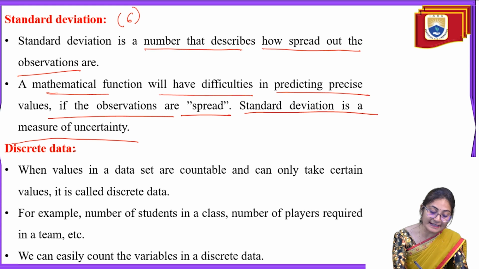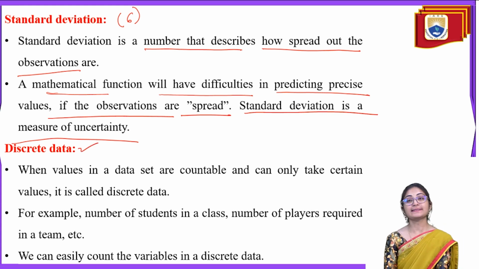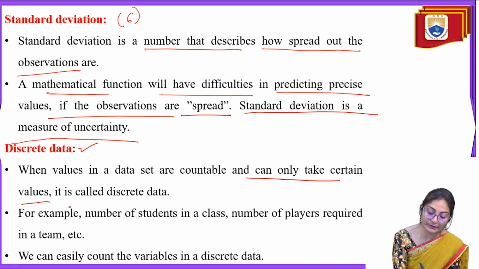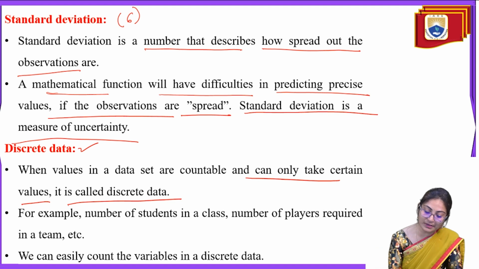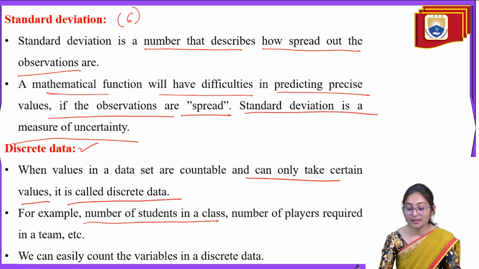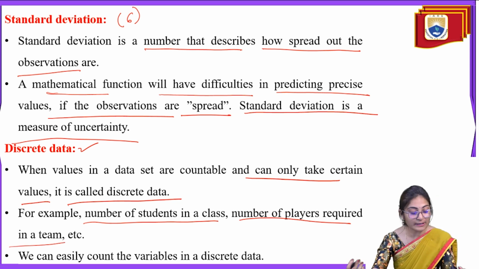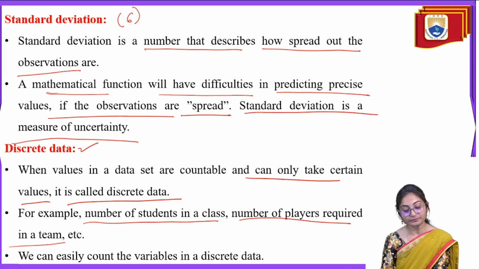So, next one is discrete data. When values in a data set are countable and can only take certain values, it is called discrete data. For example, the number of students in the class, or the number of players required in a team; these are countable. So that is discrete data. We can easily count the variable in discrete data.